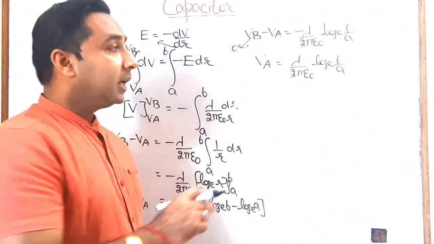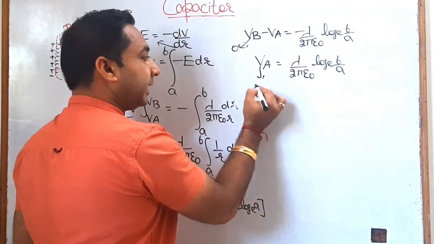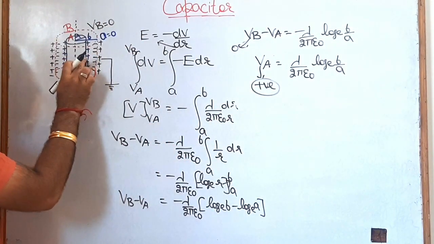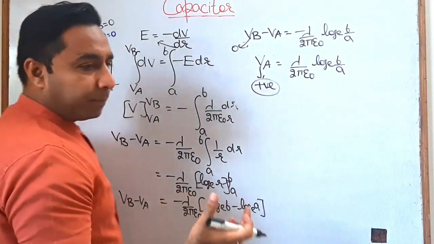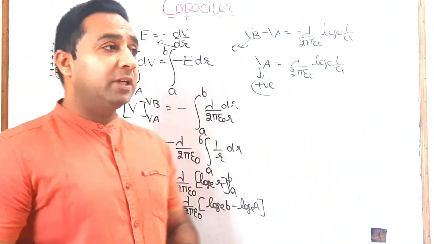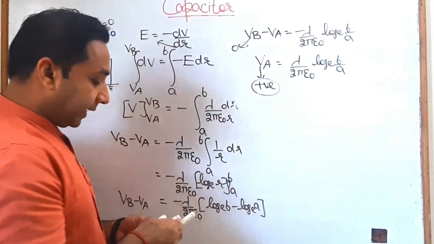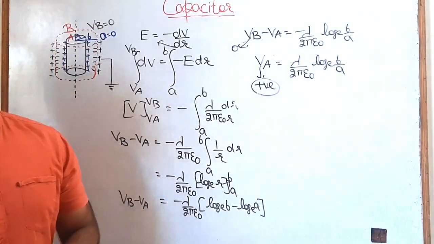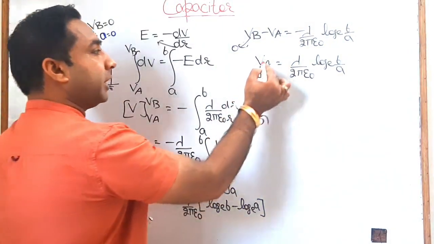One thing more, can we say that कि potential at A हमेशा positive होगा? सोचो क्यों? क्योंकि A शेल पर कौन सा चार्ज है? पॉजिटिव. जब A शेल पे पॉजिटिव चार्ज है, तो पॉजिटिव चार्ज के बेस पर पोटेंशियल भी क्या होता है? पॉजिटिव. That's why can we say that potential at A comes out to be lambda upon 2 pi epsilon naught log e B by A. So we got the answer of potential.